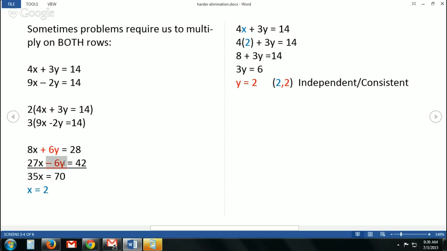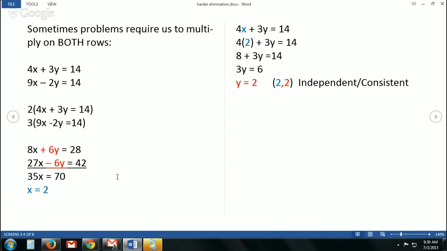As you see here in red, those y values are opposite. Once we have our opposites, add the rows together. 8x and 27x gives me 35x. The y's are eliminating. That was why we multiplied. And then 28 plus 42 gives me 70. 35x equals 70. If you divide both sides by 35, x is 2.